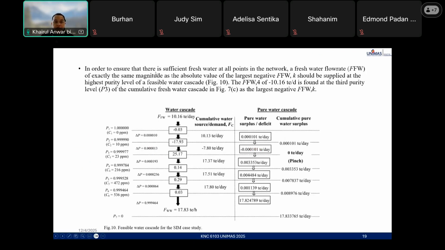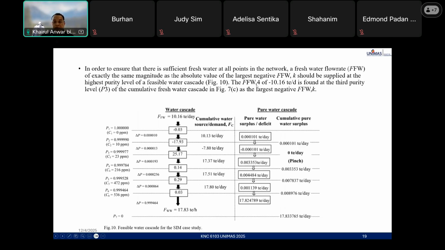In order to ensure that this is a feasible water cascade which has a pinch, from that pinch we choose the highest negative to become the freshwater feed FFW. So in order to ensure there is sufficient freshwater at all points in the network, a freshwater flow rate FFW exactly the same as the absolute value of the largest FFWK should be supplied at the highest purity level of a feasible water cascade.